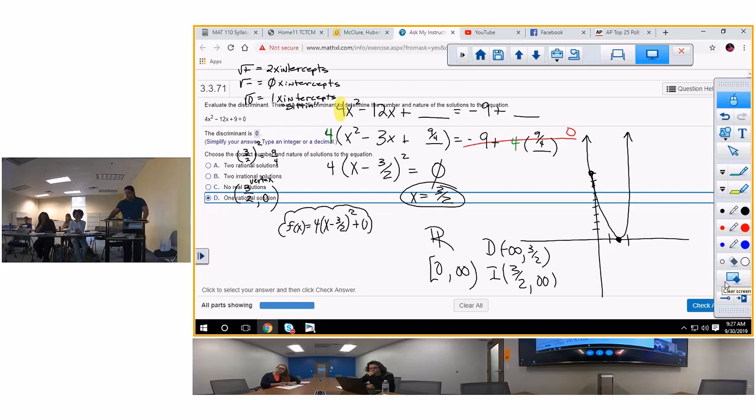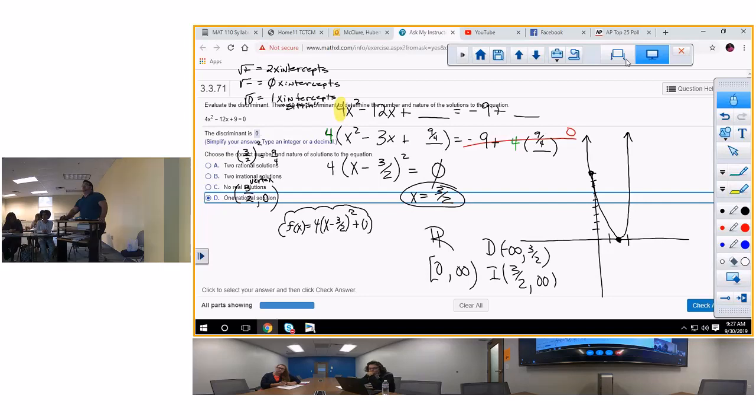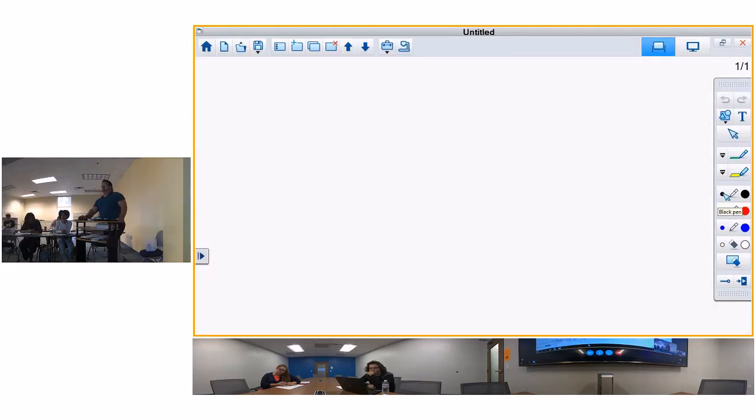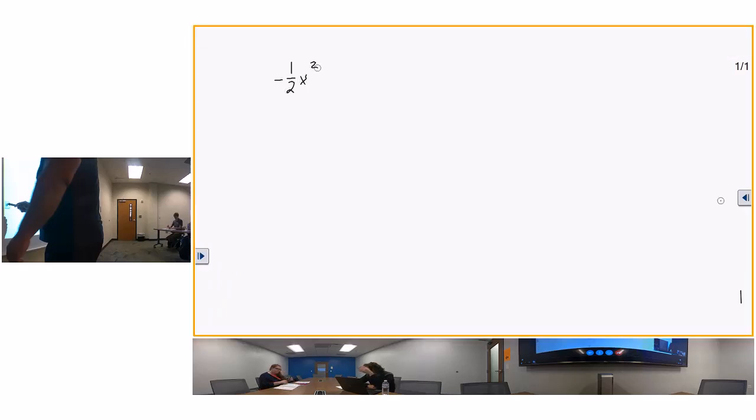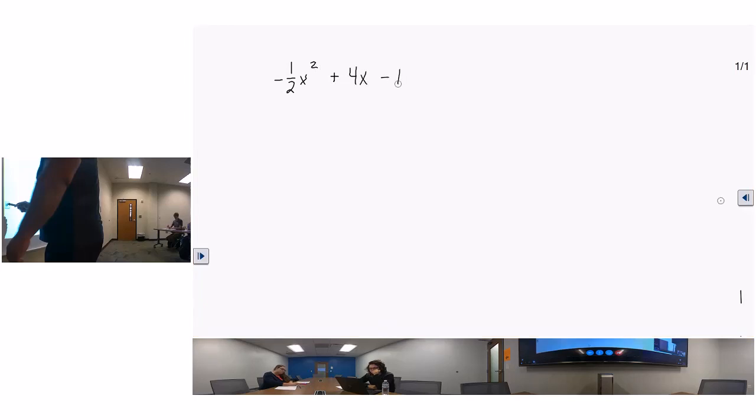Remember I told you we did a 6 the other day. So we're going to get back on track. And let's go ahead and start doing a 7 today. Let's put a negative fraction in front this time. Yeah, so y'all quit before you even write it down. Negative 1/2 x squared plus 4x minus 10 is equal to 0.